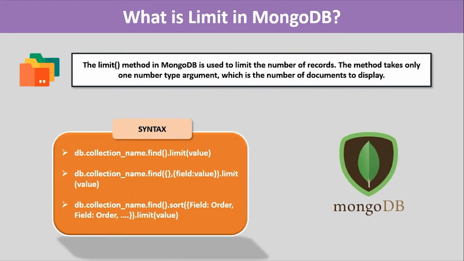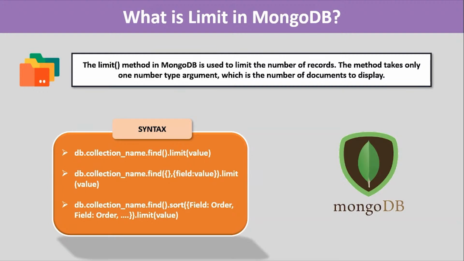So let us now understand what is limit in MongoDB. The limit method in MongoDB is used to limit the number of records. This method takes only one argument of number type, which is the number of documents that you want to display in your resultant set. Similarly, as we used to do in SQL, wherein if you have thousands of records, you use the limit clause in order to restrict the number of records and specify only certain records in our resultant set. Now the syntax is followed as db.collectionname.find().limit(value). In the value you can give as per your choice.